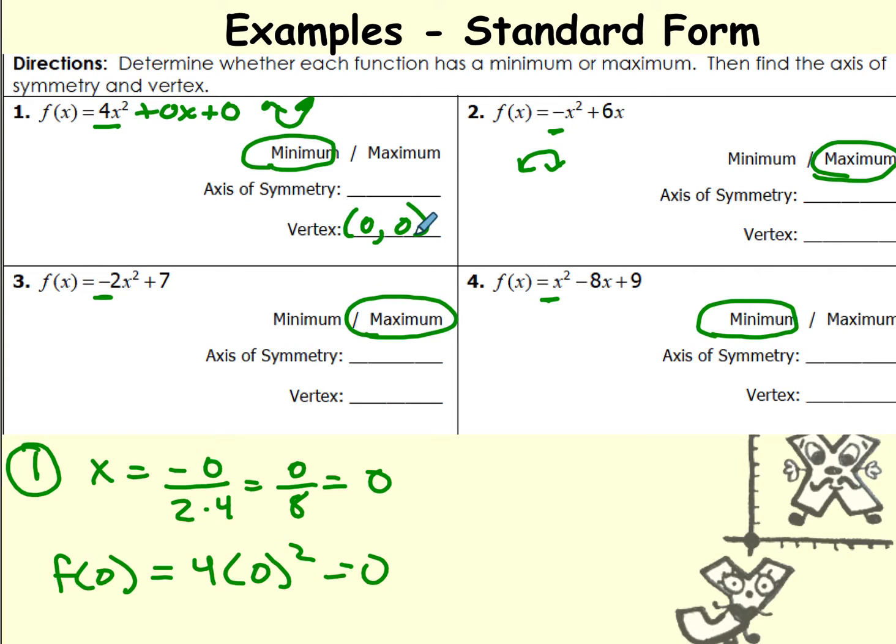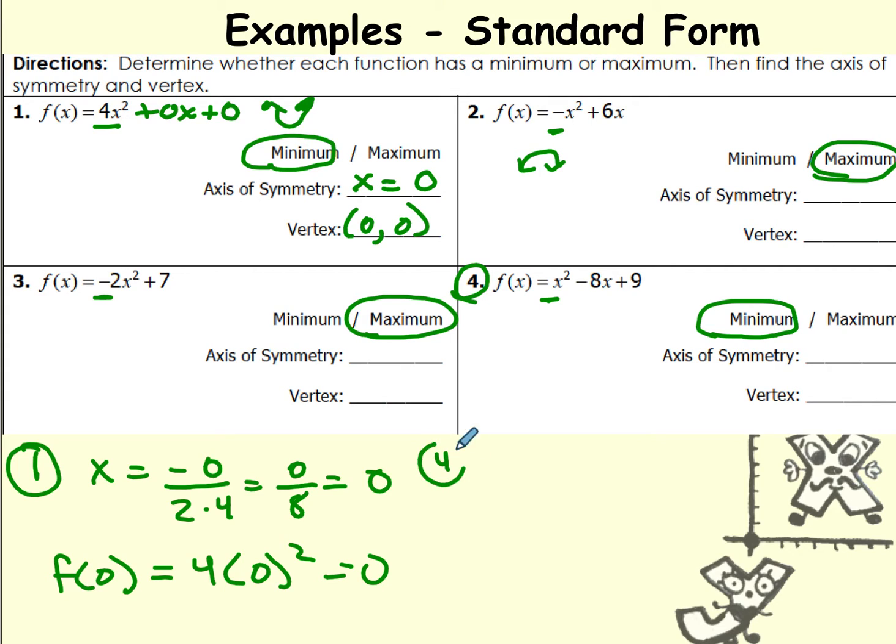And remember, the axis of symmetry is a vertical line through the x-coordinate of the vertex. And if you can find the vertex, usually everything else pretty much is easy to figure. Okay, let's go ahead and look at number 4.